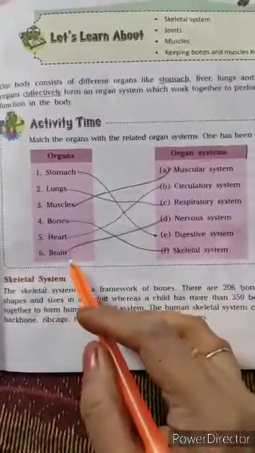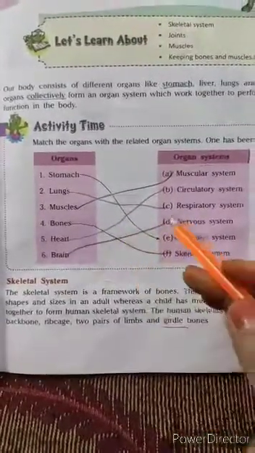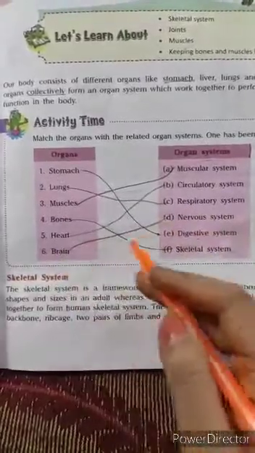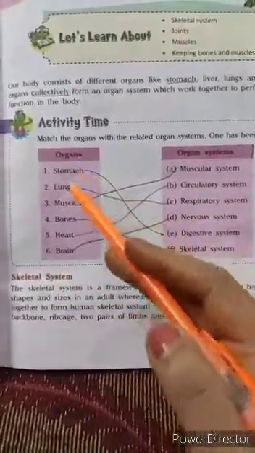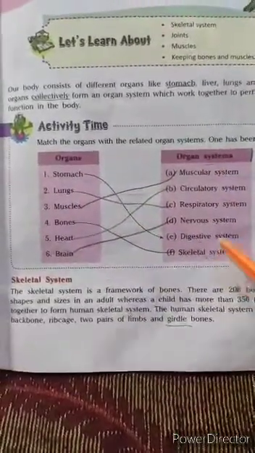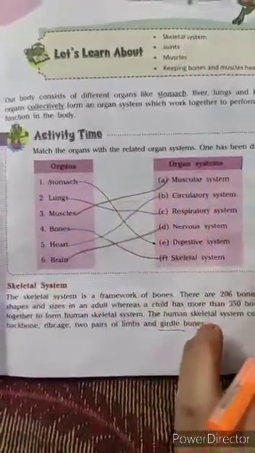Then comes the brain. Brain comes under the nervous system. Brain, spinal cord and nerves come under the nervous system. So these organs come under the nervous system. Different organs work under different organ systems. So this is an activity you have to do in your book.